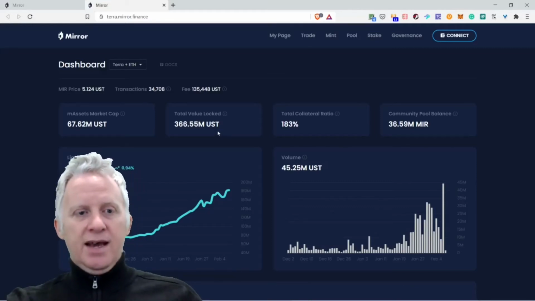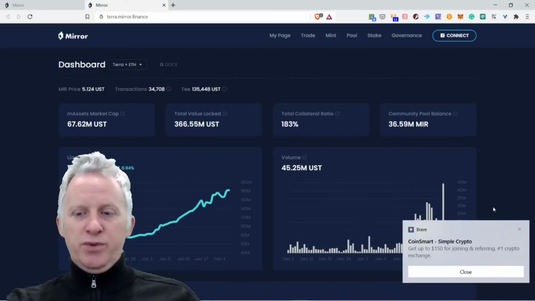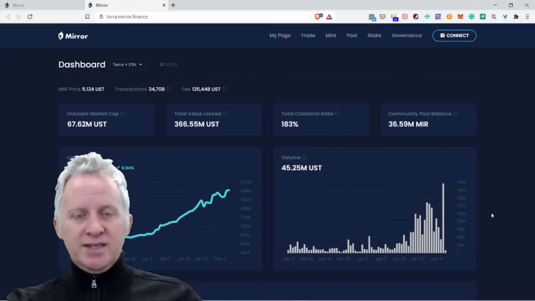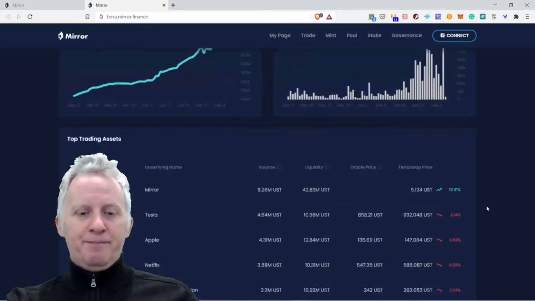As you can see, I have the Mirror dashboard. Basically, these are synthetic assets. What you need to remember is the most important part of this protocol.